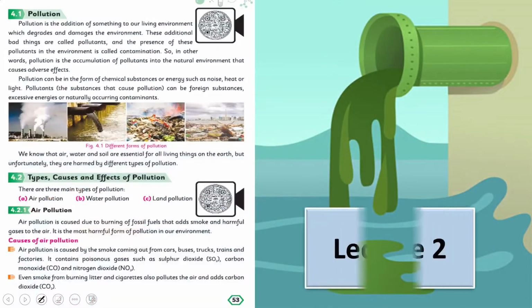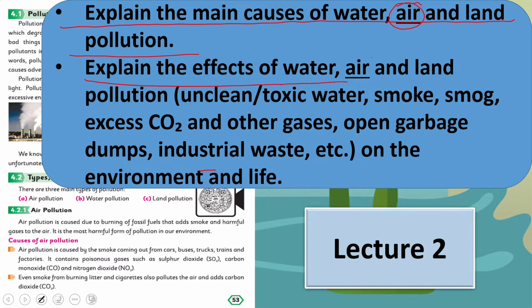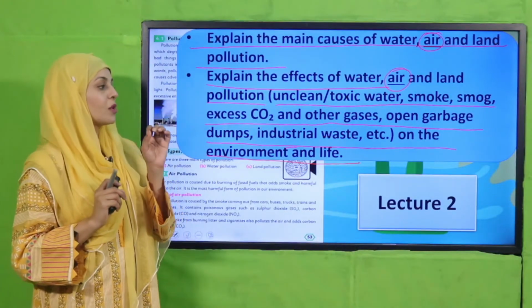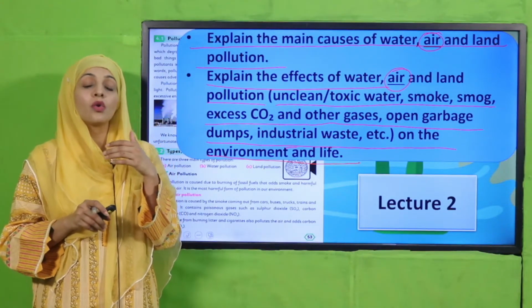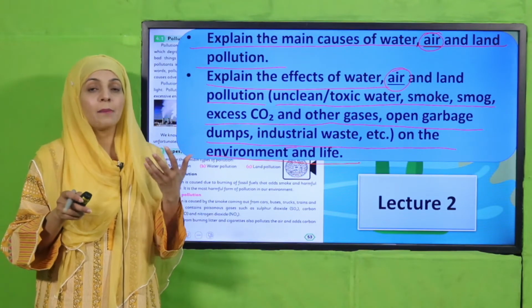Then in lecture number 2, students will be able to explain the main causes of water, air and land pollution. We will only discuss air pollution and explain the effects of air pollution like unclean, toxic water, smoke, smog, excess carbon dioxide and other gases, open garbage dumps, industrial waste, etc. on environment and life. In lecture number 2 we will discuss how air pollution is caused, which things in the environment cause it, and what its impacts are.